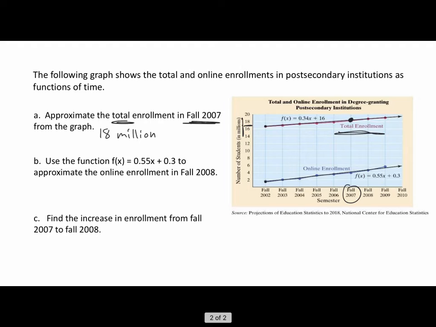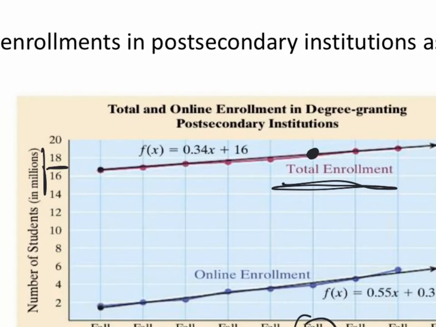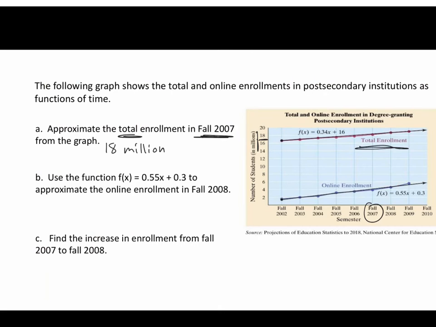Is it above the line? Let me zoom in and erase what I put there so I can see better. Is it above the line? Yeah, it's above the line. So when I say 18.1 million. Okay, so we'll change that to 18.1 million students.